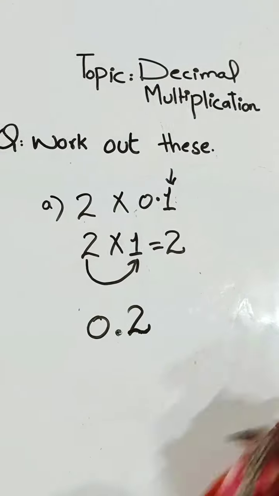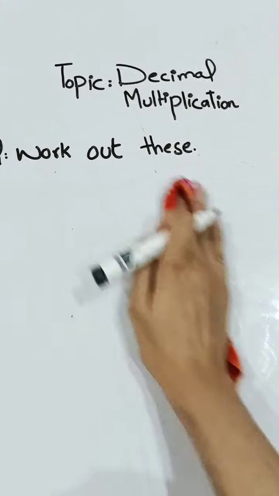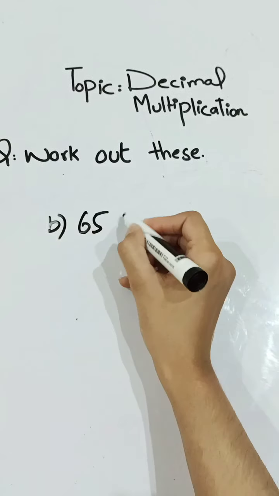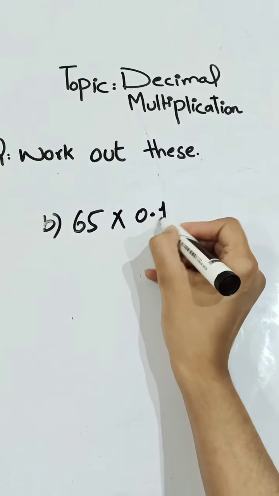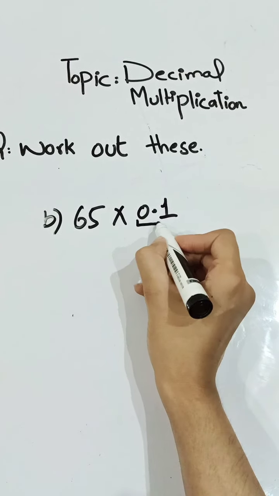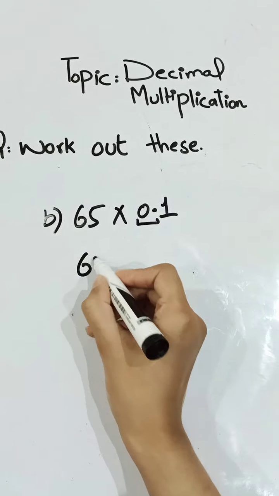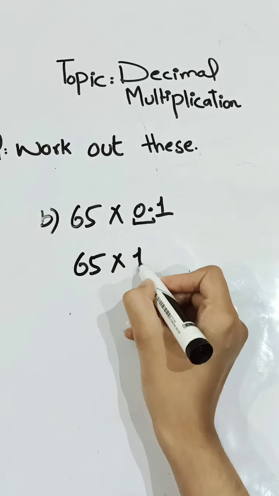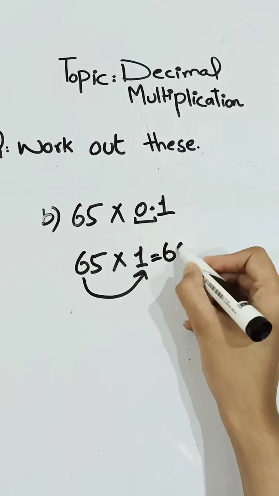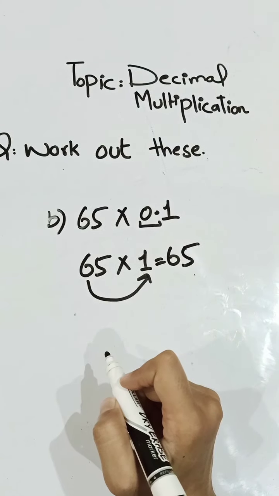So let's take one more example with two digits, like 65 multiplied by 0.1. Now, in the same way, you will ignore this decimal. You will write 65 multiplied by 1. 65 multiplied by 1 will be 65.